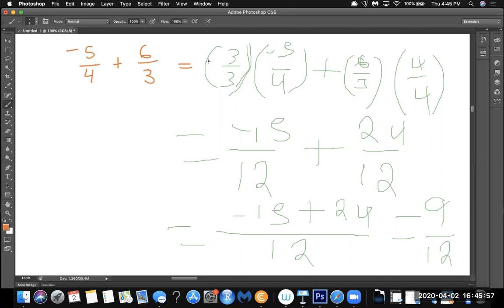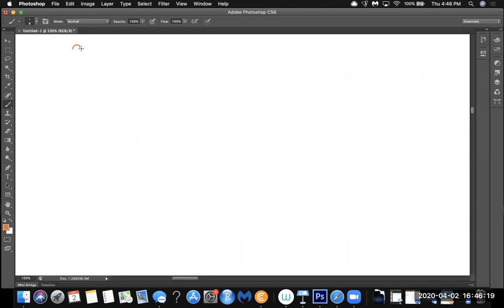Okay, now I'm going to ask you one more question. Can we simplify the 9 with the 12? No. Okay, let's see. Let's clear the board and practice simplification. So 9 and 12. What is 9 equal to? 9 is equal to 3 times 3. And then what is 12 equal to? 12 is equal to 3 times 3 times 4.